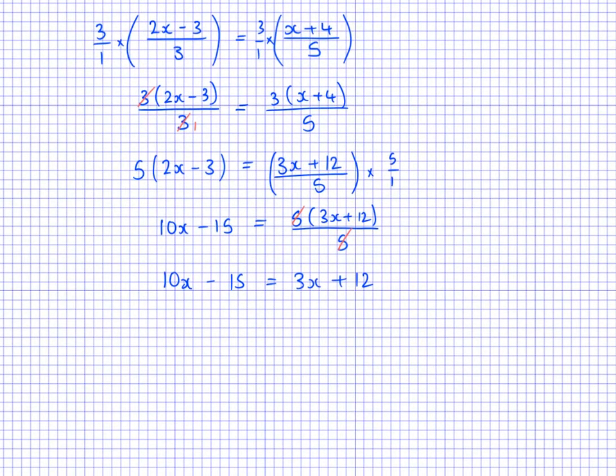So I can say I'm going to take away 3x on both sides. Leaves me with 7x, take away 15 here, equals 12. Then I add 15 to both sides. That gives me 7x equals 27. And in the end, I divide by 7. And then I have x equals 27 over 7. And this is my answer.